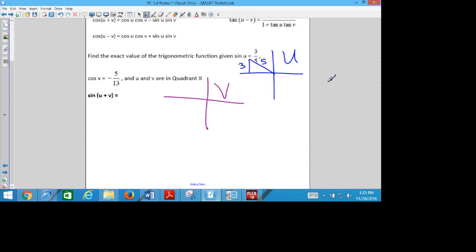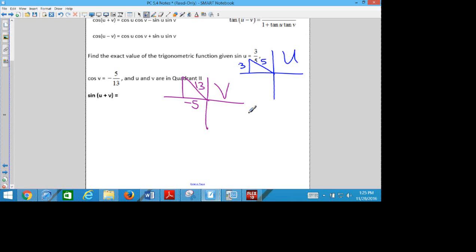You mean location on my paper? I just put it over by the word sine. And then the v, I labeled it v, so I remember which one's u and which one's v. Second quadrant, cosine is x over r. So I'm going to put negative 5/13. I drew pictures, and I've labeled which one's v and which one's u.